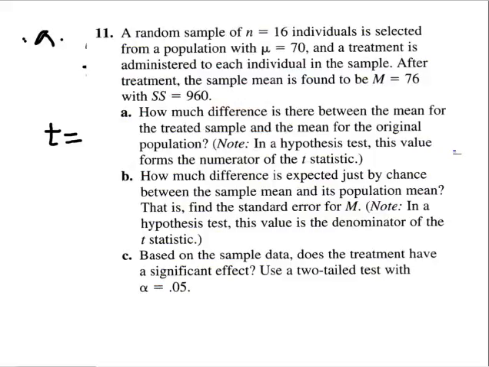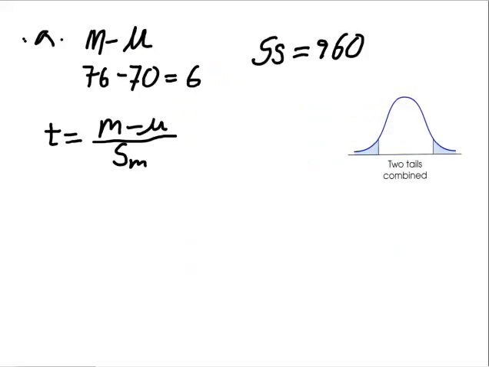Okay, part B is how much difference is expected just by chance between the sample mean and its population mean. That is, find the standard error for M. In the hypothesis test, this value is the denominator of the t statistic. And of course, this is how we calculated the t statistic right here. And we've already done the top part, and now let's find the standard error of this mean.